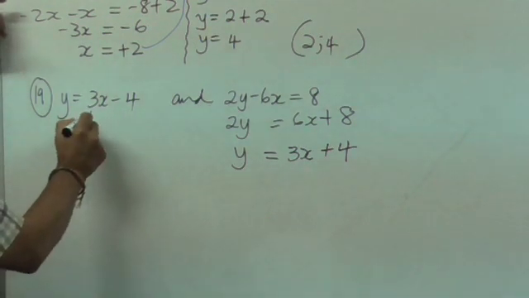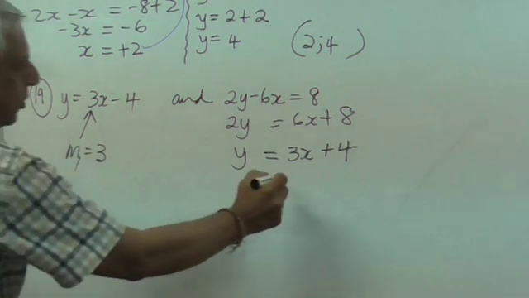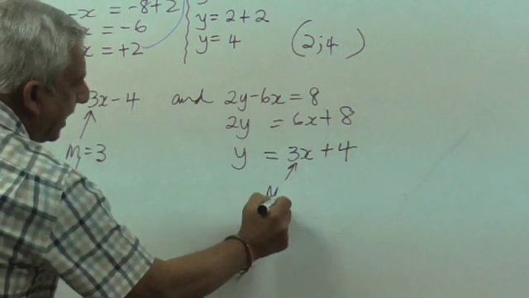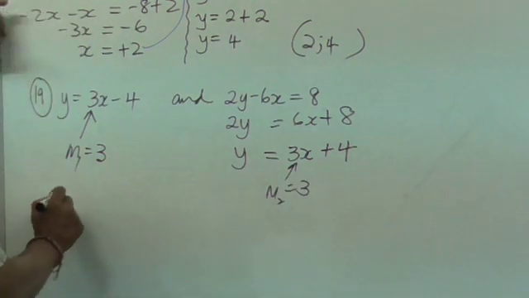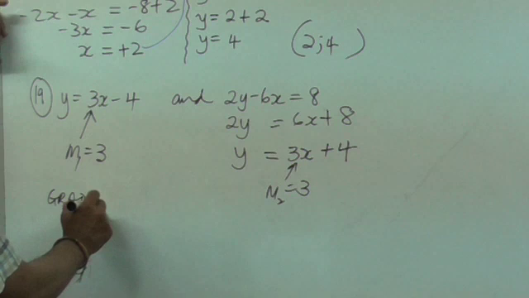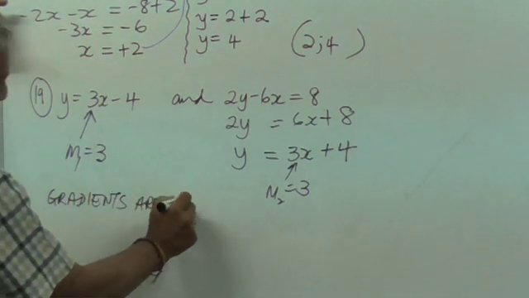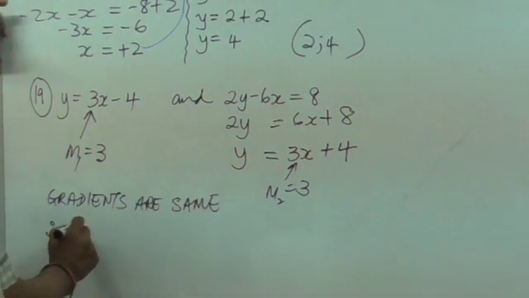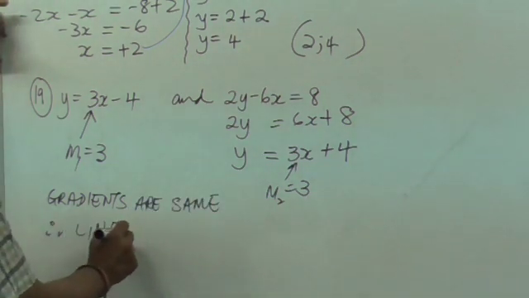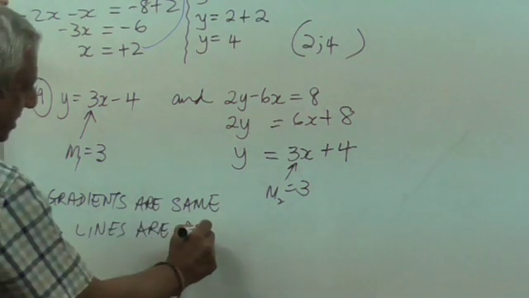Well, look at the gradient here. m is equal to 3, called m1. Look at the gradient here. m2 is equal to 3. The gradients are the same. Therefore, the lines are parallel and they will not intersect.